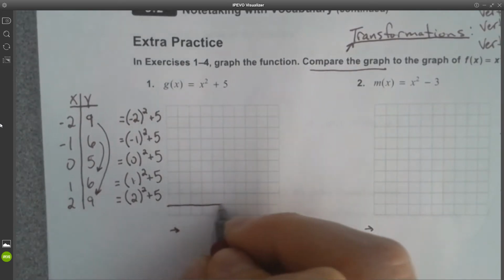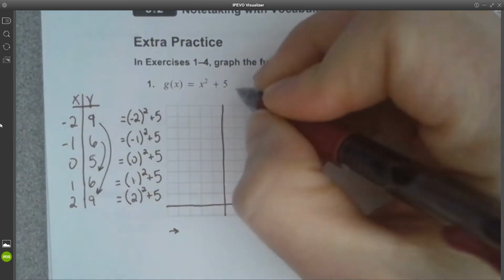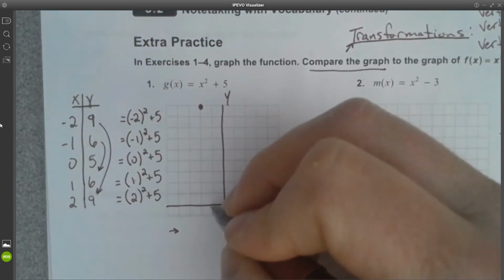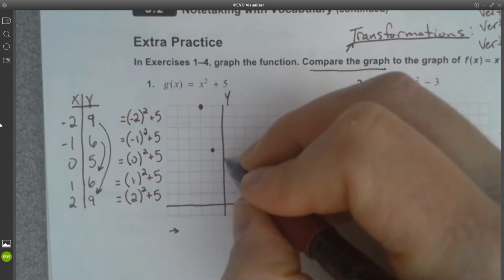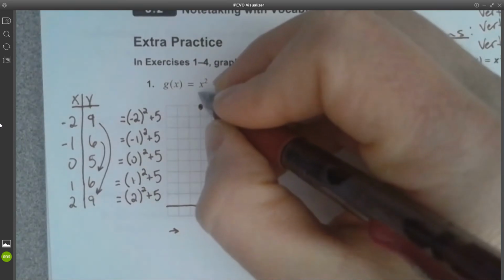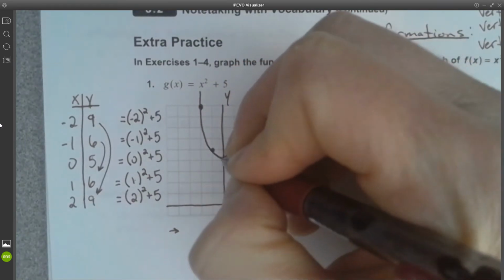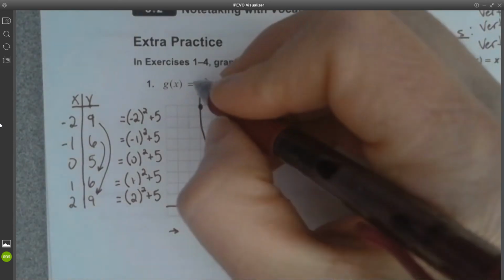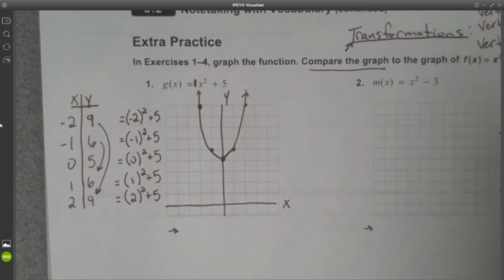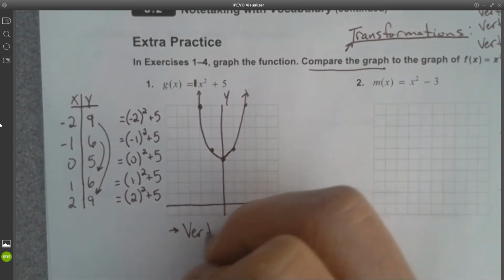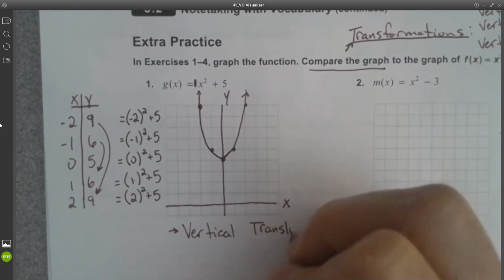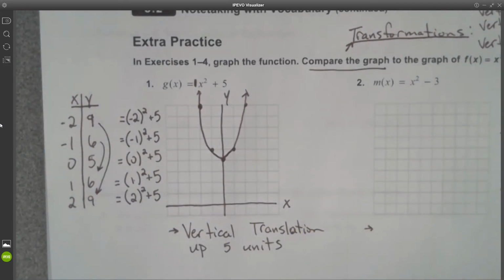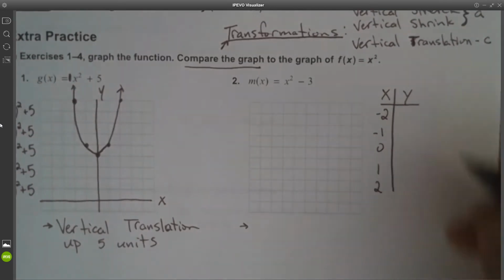So we need an x and a y axis. There's our y-axis, here's our x-axis, and now we have the points -2, 9, -1, 6, 0, 5, 1, 6, and 2, 9. So here's my parabola. And then I'm thinking what transformations have occurred. Well, there's no a value, that's just a 1 in front, so there's no vertical stretch, shrink, or reflection. The only thing that happened here was a vertical translation up of 5 units.